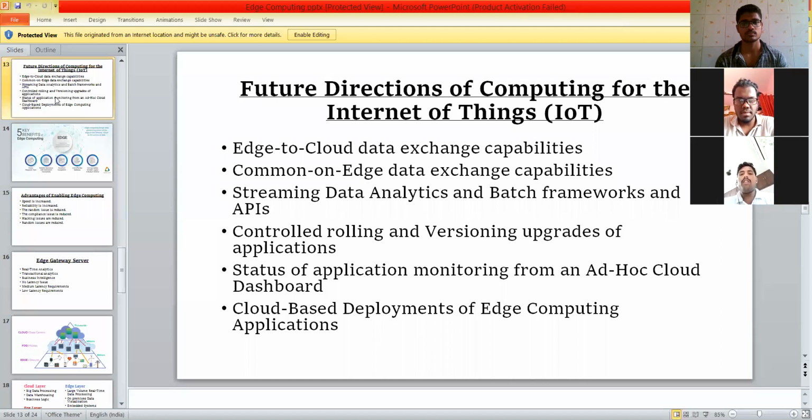And after that, we see the future direction of computing for the Internet of Things. That is edge-to-cloud data exchange capabilities, common edge data exchange capabilities, streaming data analytics and batch frameworks and APIs, controlled rollout and versioning upgrades of applications, application status monitoring from an ad hoc cloud dashboard, and cloud-based development of edge computing applications.